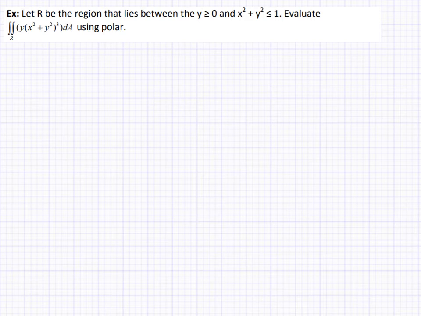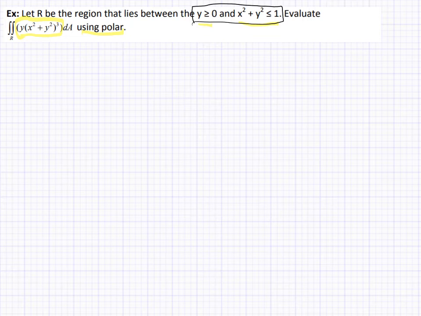All right, here's another example. So let R be the region that lies between y is greater than or equal to 0, x squared plus y squared is less than or equal to 1, and then evaluate this function over that region. And we're going to do it using polar. Now, why are we going to do it using polar? Well, it's all because of the region.